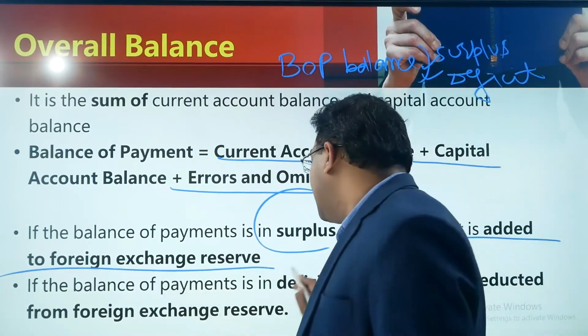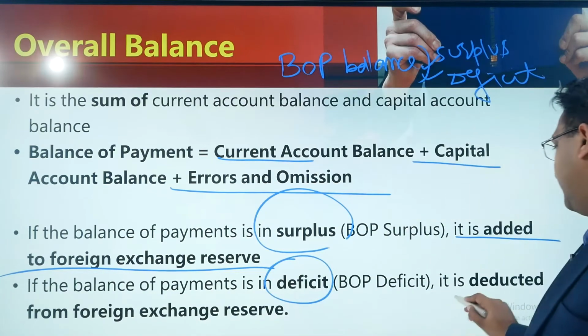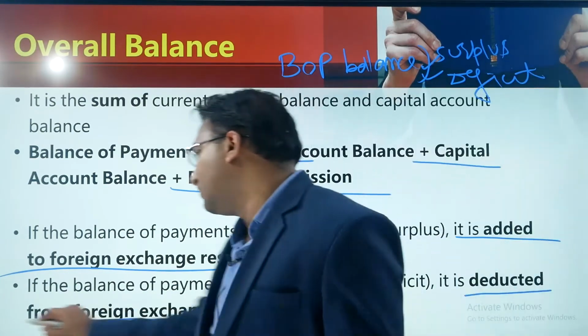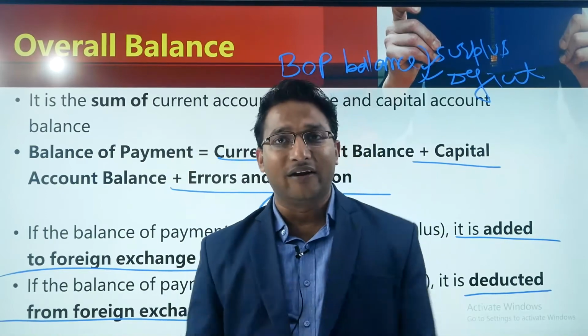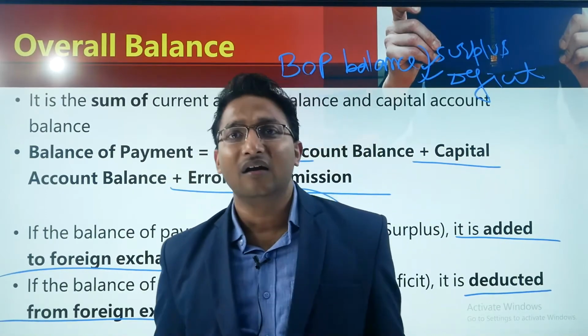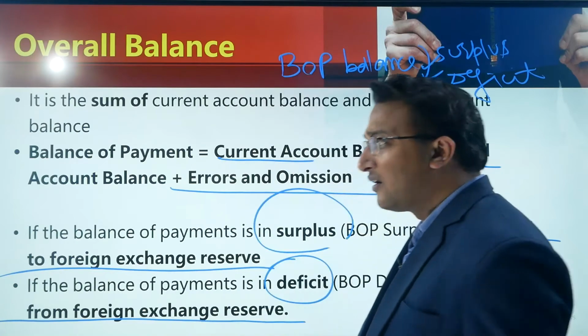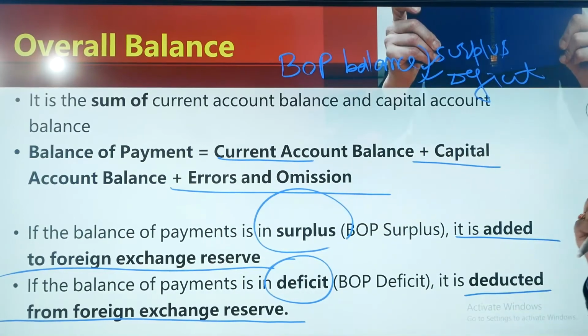If the balance of payment is in deficit, that means there will be a deduction in the foreign exchange reserve. In this case, the payment of foreign exchange is more than the receipt of foreign exchange. So definitely this will result in the reduction of the foreign exchange reserve.